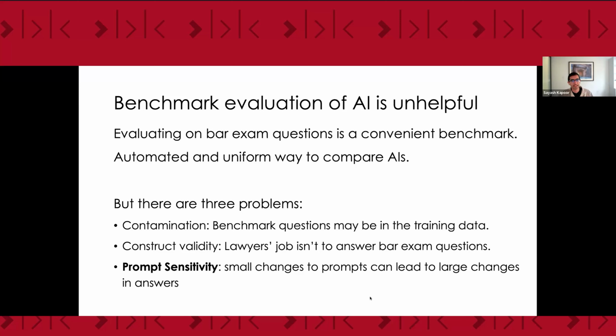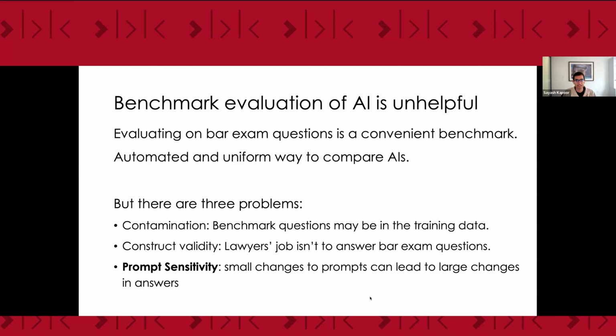And the final issue is that small changes to how we evaluate these language models can actually lead to huge differences in the results of the evaluation. This is known as prompt sensitivity. So even if you, for example, change minor things like the order in which the subparts of the questions are asked, this can lead to large changes in how the model responds to these questions.